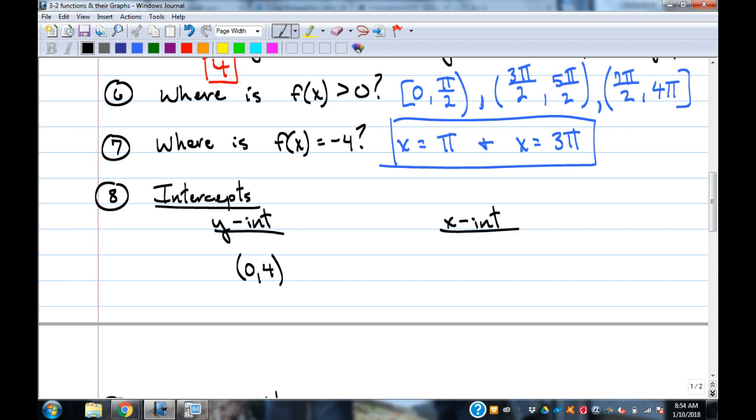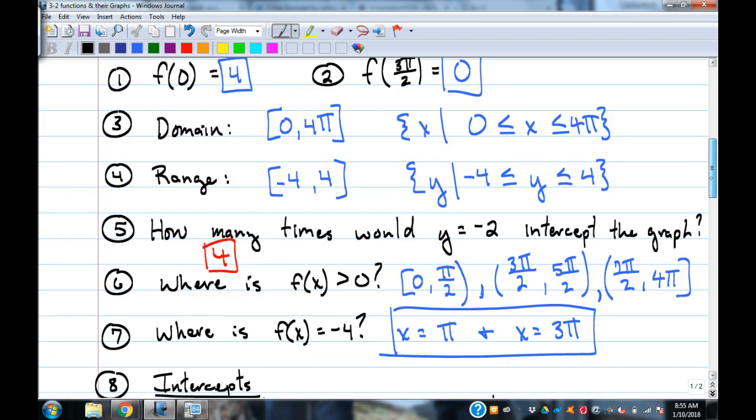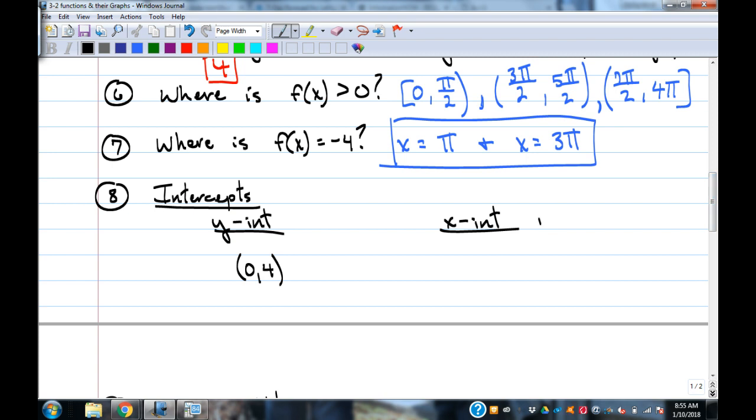So how many y-intercepts are there when we look at that graph? Just one y-intercept, but there are how many x-intercepts? 4. 4 x-intercepts, because we can see it crossing the x-axis 4 times. So then we just list those x-intercepts. Where's it crossing the x-axis? At pi over 2, 0, 3 pi over 2, 0, 5 pi over 2, 0, and 7 pi over 2, 0. We're going to list those: pi over 2, 0. 3 pi over 2, 0. 5 pi over 2, 0. And then 7 pi over 2, 0. We've listed the x and y intercepts.